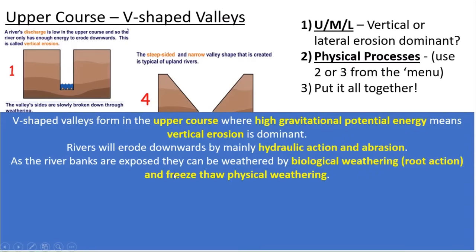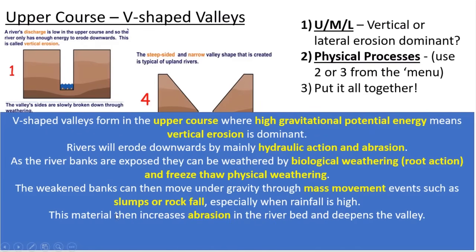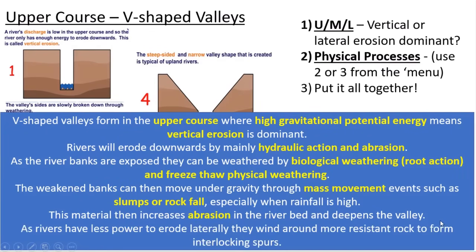As the river banks are exposed, these bits, they can be weathered by biological weathering, root action, and freeze-thaw weathering. The weakened banks can then move under gravity through mass movement events such as slumps or rockfall, especially when rainfall is high. This material then increases abrasion in the riverbed and deepens the valley.